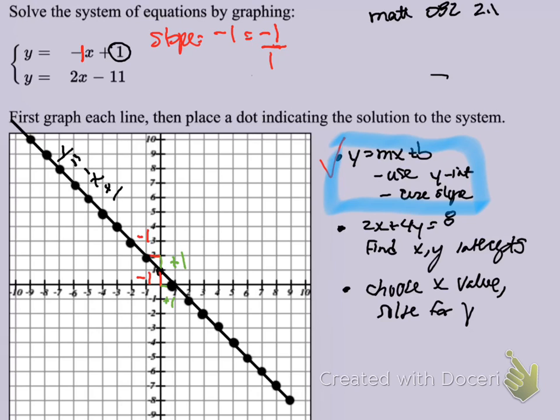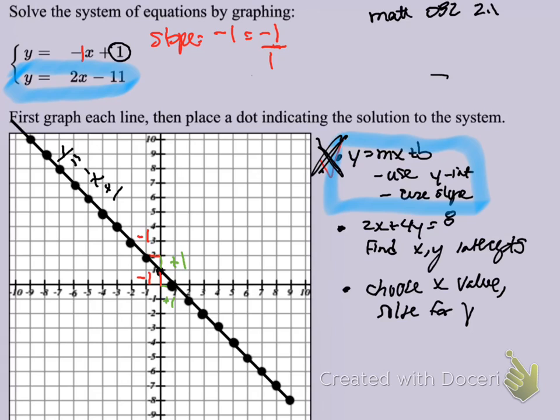This is kind of interesting because we have 2x minus 11, but I don't know about y'all, I can't even see negative 11 on this graph. It only goes down to negative 9, which is mildly annoying. So we have to be crafty, we have to be clever, and we have to use one of these other two methods because we can't use this one anymore. We have to use a different method to find some points.